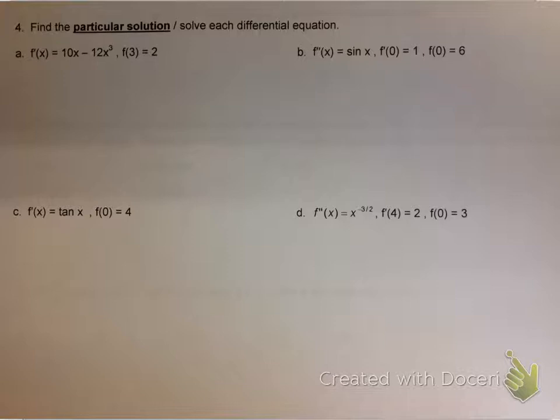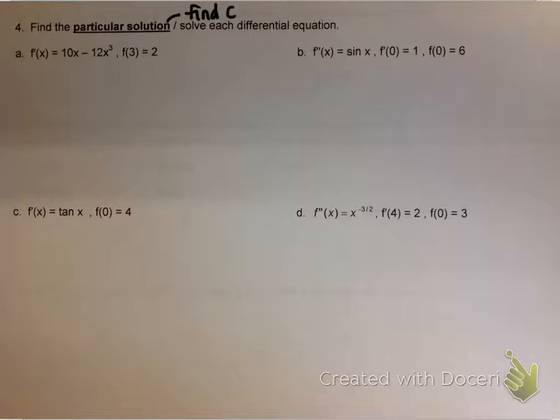Now I'm going to talk about number 4 and finding a particular solution. Particular solution just means that we know enough information that we can find our C value. Okay, so particular solution, find C. And in this case, we don't have to separate our variables because it's f prime of x, and that's basically like a y prime. However, if I would have been given a dy dx, I would need to separate my variables.